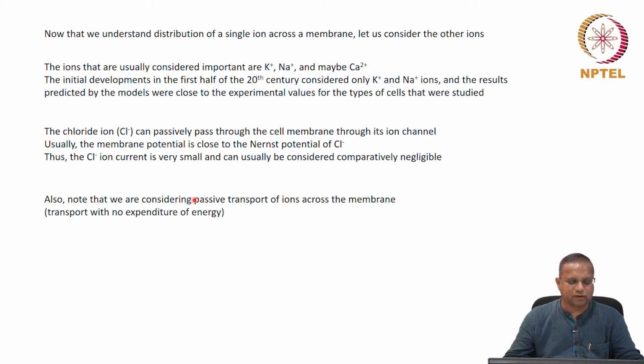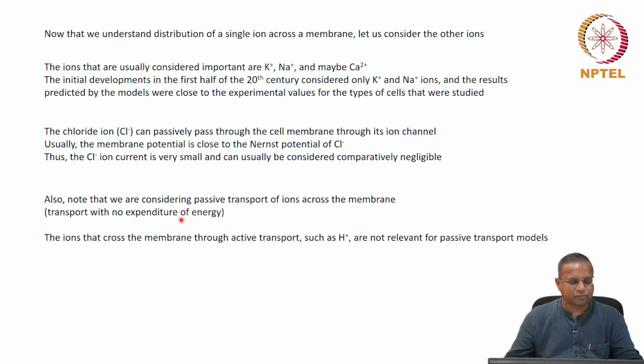Also note that we are considering only passive transport of ions across the membrane. These models that we are looking at, which have already been developed and which we are discussing in this course, are all for passive transport of ions. That is, transport with no expenditure of energy. The ions that cross the membrane through active transport, such as the hydrogen ion, cannot be explained by passive transport models because they are just not in the scope of things. We will not consider the active transport of ions across the membrane in this course.